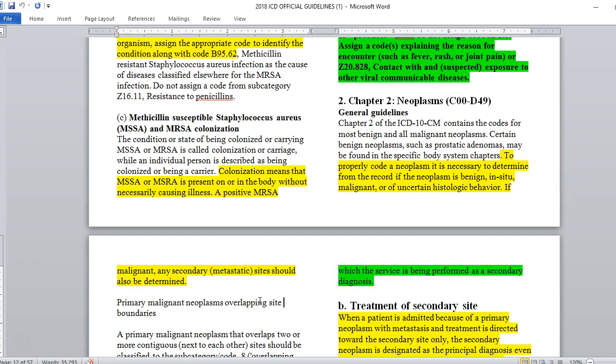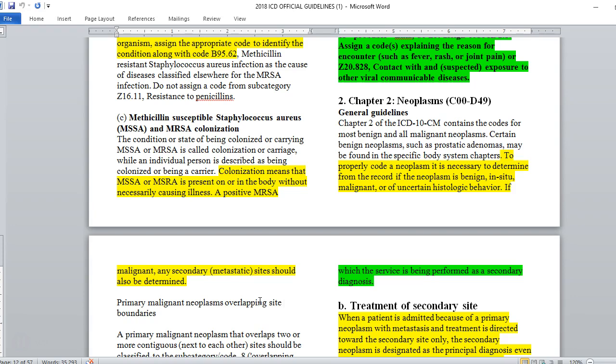Hello coders! Today we're going to be talking about ICD-10 Chapter 2 Neoplasms, which start at code C00 and go to D49. So I would like you to make sure you're following along in your code book where you have your Chapter 2 General Guidelines.